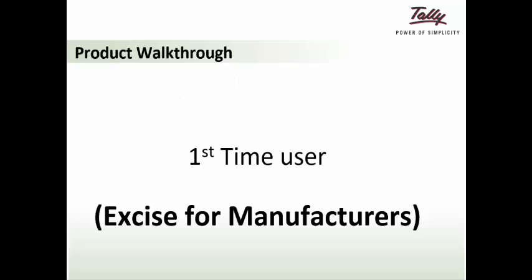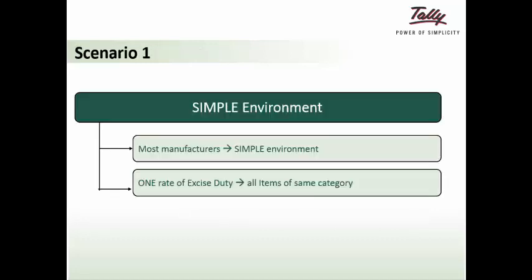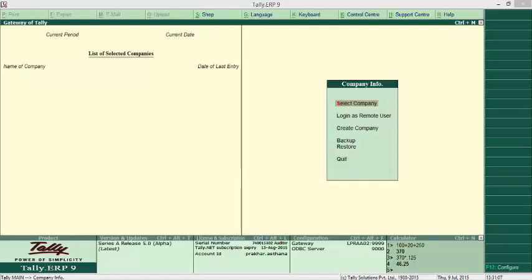Let us see how simply a first time user can set up Excise for manufacturers and start using Release 5.0 in minutes. Most manufacturers have a simple environment, that is, one rate of excise duty is applicable on the products manufactured because they fall in the same category. Let us see how simple it is to set up and enter the first excise invoice for manufacturers in Release 5.0. We will create a new company.